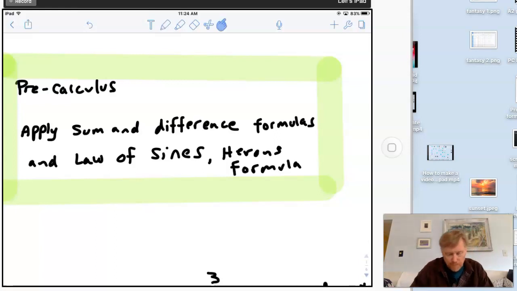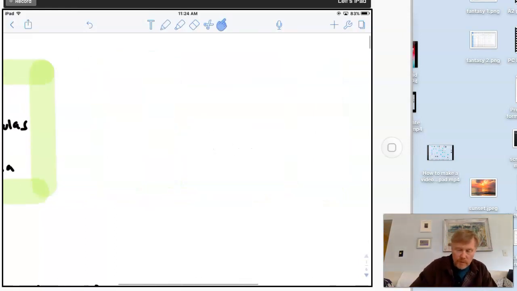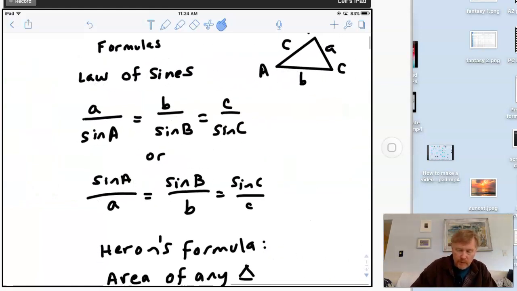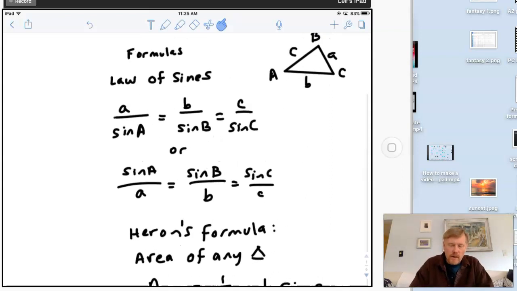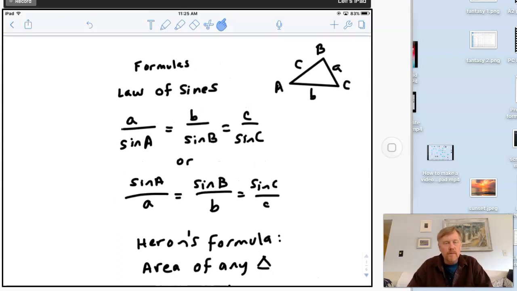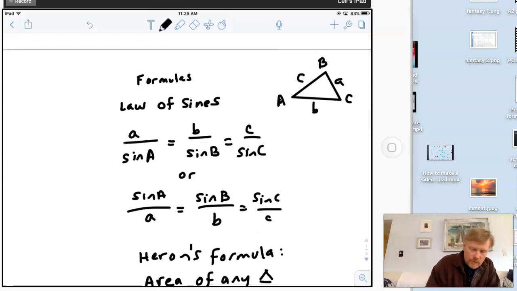All right, so a couple formulas on the side. I like to put them down in the beginning so you guys can write them all down and put them in your notes. The first one is law of sines, okay? And the law of sines is for any triangle, not just right triangles.